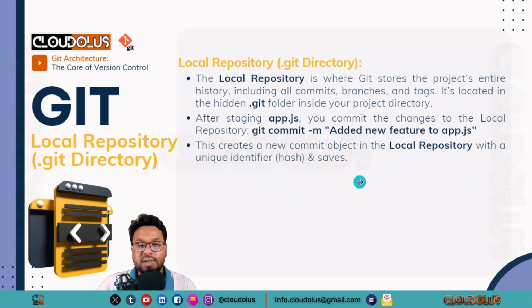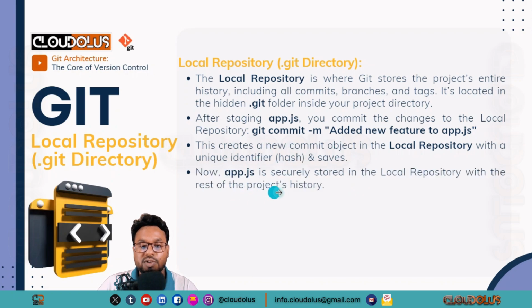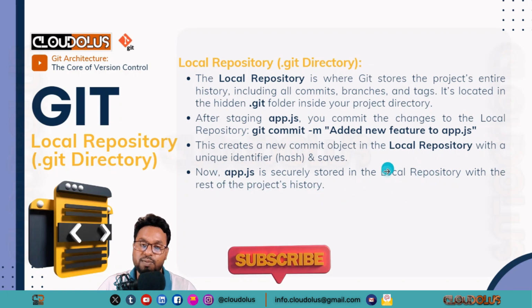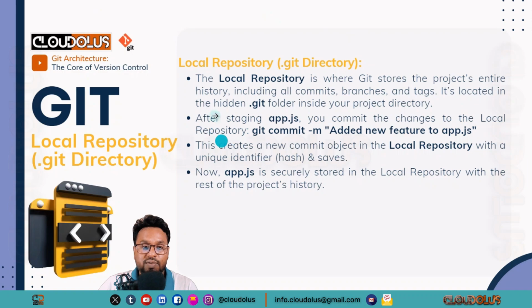So after committing, this is the unique identifier by which you find this commit. And now app.js is securely stored in the local repository with the rest of the project history. So these are the overview of the local repository, the .git directory.